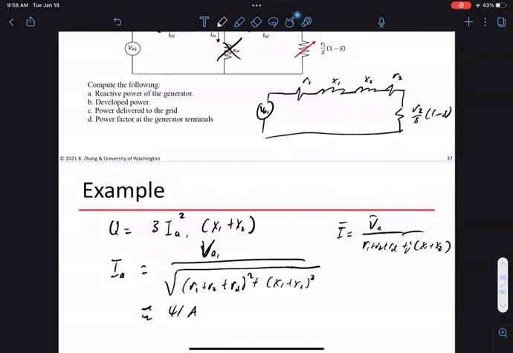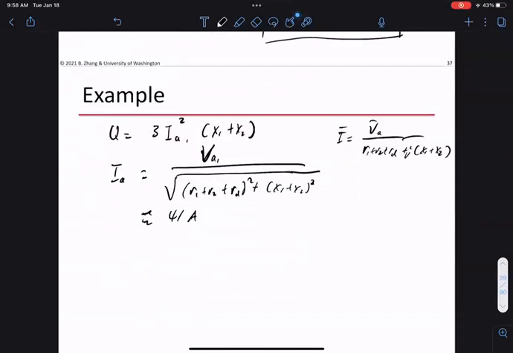So our reactive power Q is 3 IA squared times (X1 plus X2). Plugging these numbers in, we get 65 kilowatt. All right, so for this reactive power, is it positive or negative? Is it delivered by the generator or consumed by the generator?